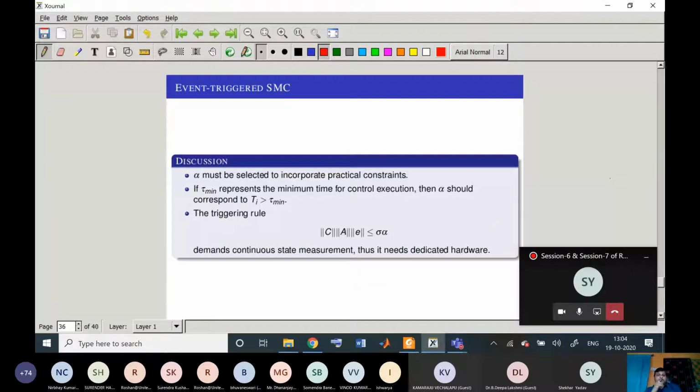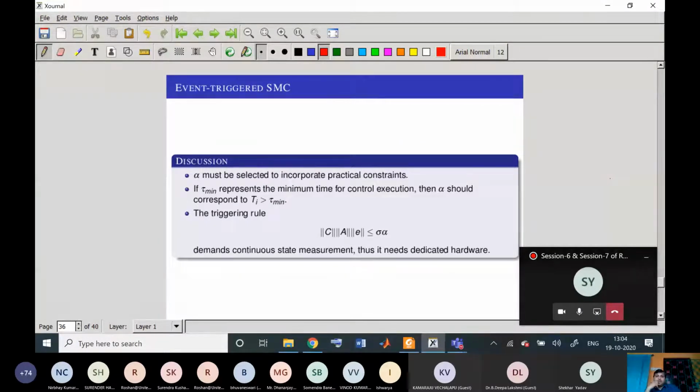Alpha must be selected to incorporate practical constraints. If tau min, which is the minimum value of the inter-event execution time, represents the minimum time for control execution, then alpha should be chosen such that Ti is greater than tau min. And we have also found the triggering rule, which is depicted in this equation, which demands continuous state measurement. Thus it needs dedicated hardware.